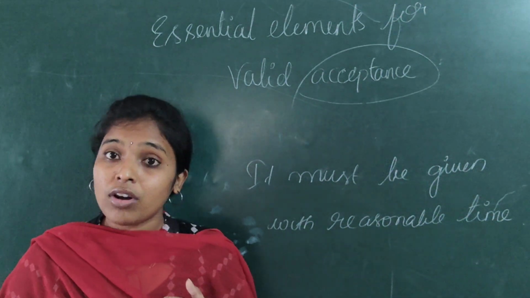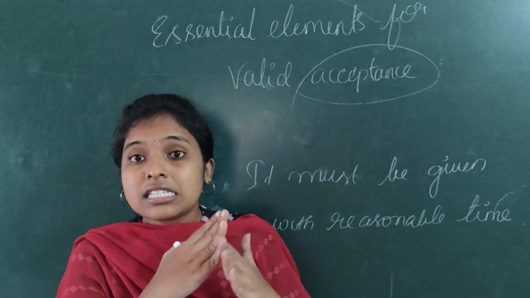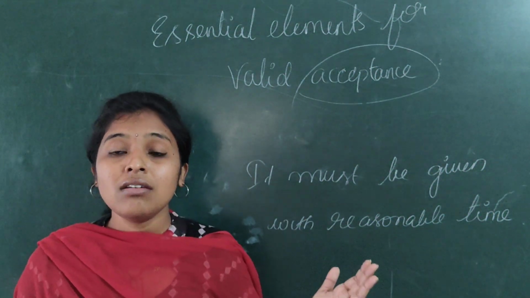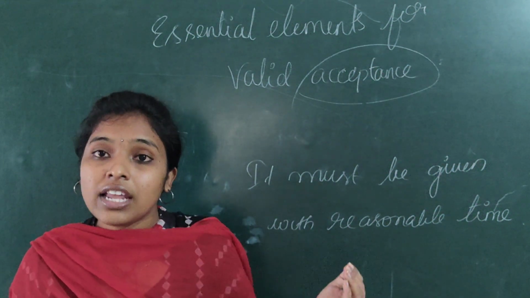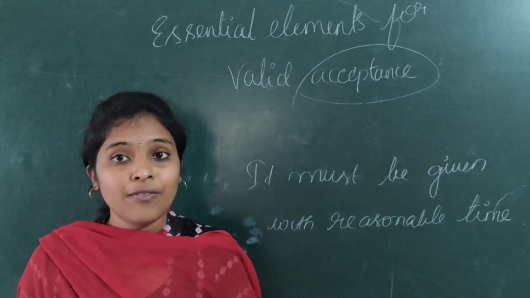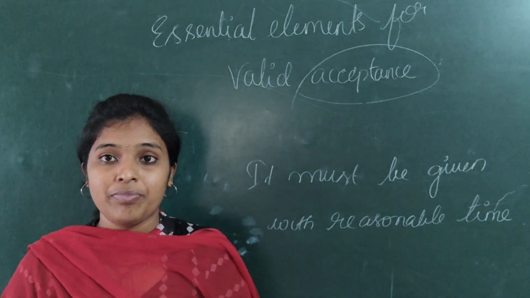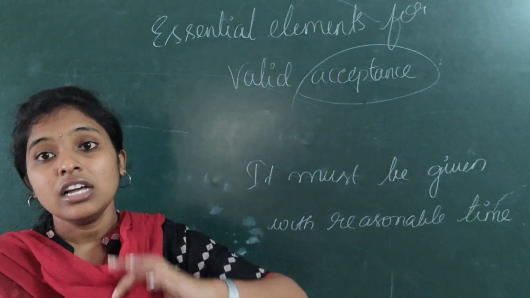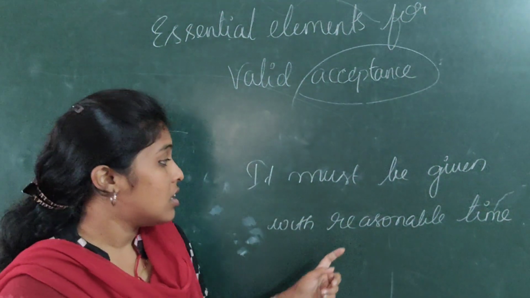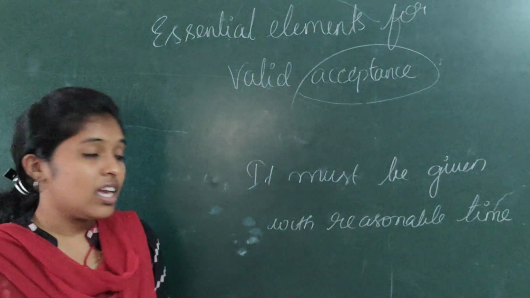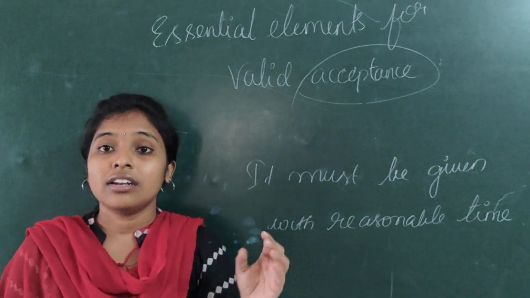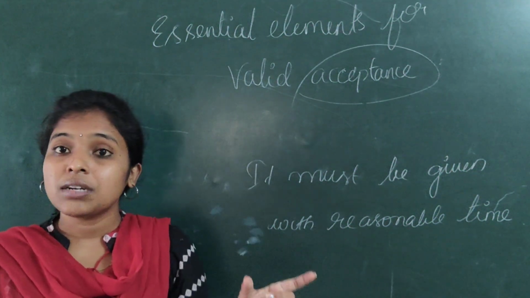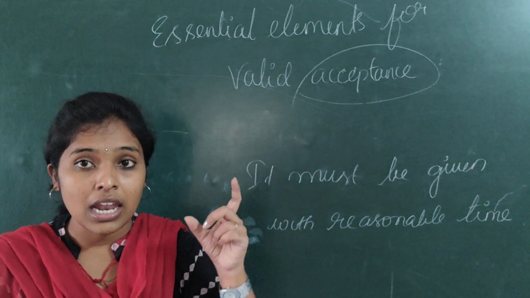So at that time what do I think? I think of cancelling my contract with him. Why? Because he is delaying in bringing the fruits to my shop. That's why in an acceptance or in a proposal, it should be within a reasonable time only. If the time is exceeded, the acceptance will be invalid.